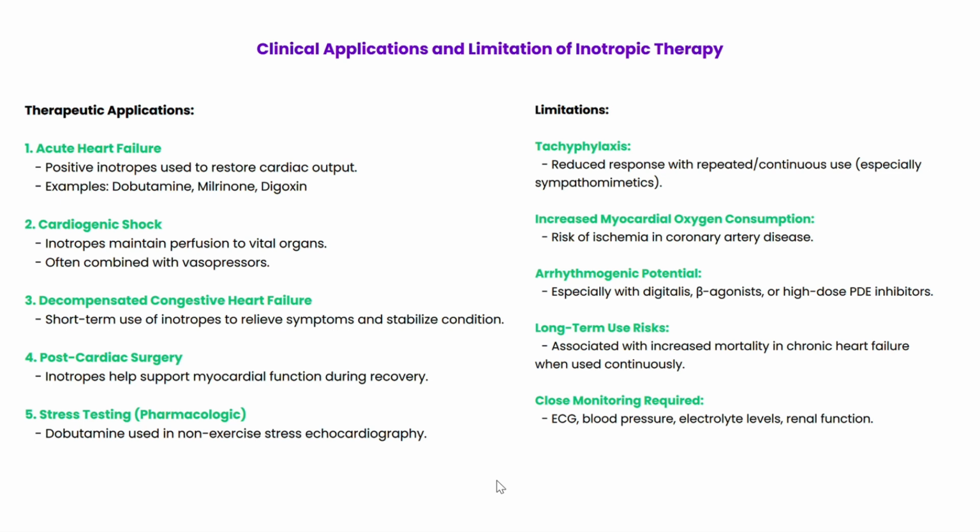Next, oxygen demand. Remember, if you make the heart work harder, it also uses more oxygen. That can be risky, especially in patients with coronary artery disease because it can worsen ischemia. Arrhythmia risk. Many inotropes like beta agonists, PDE3 inhibitors, or even digoxin can disturb the heart's rhythm. In a vulnerable heart, this can lead to dangerous arrhythmias, sometimes even fatal.